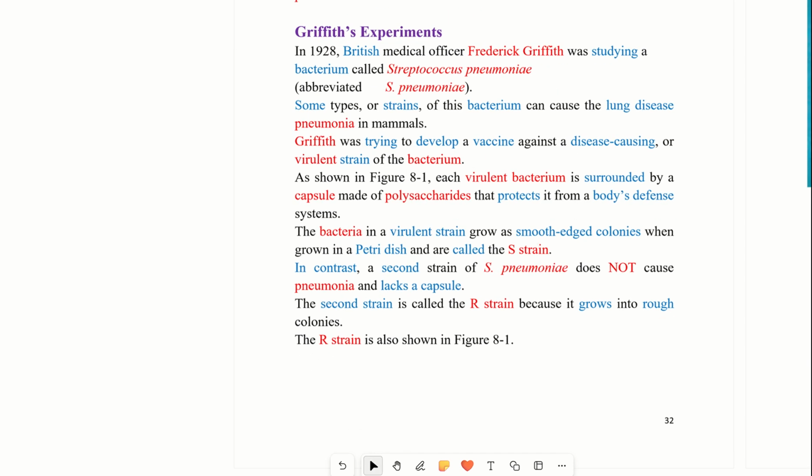The bacteria in the virulent strain grow as smooth-edged colonies on a petri dish and are called the S strain. In contrast, the second strain of Streptococcus pneumoniae does not cause pneumonia and lacks a capsule. The second strain is called the R strain because it grows into rough colonies. The R stands for rough. The R strain is also shown in figure 8.1. Let's move to figure 8.1.